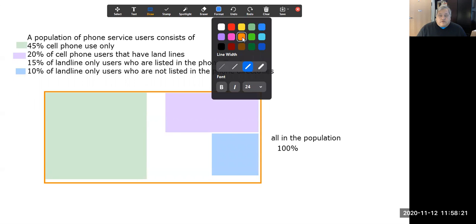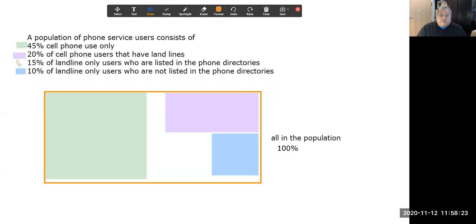And then the orange people are going to be the fourth category here. And the reason why that orange doesn't overlap with the purple or the blue or the green is because they're landline only people. So they don't have cell phones. So they don't have anything in common with the green or purple people. And they are listed in the phone book, which the blue people are not. And so the orange people are going to be in size just the same size as the blue, and then some. So they're going to have like 5% more.